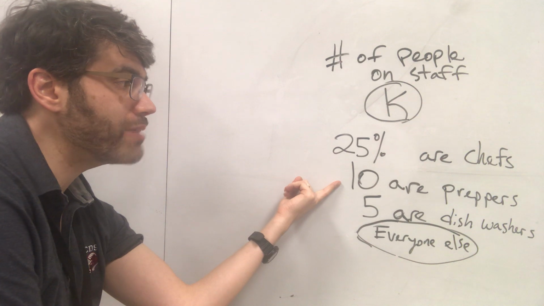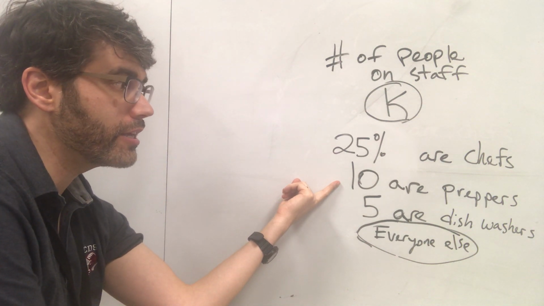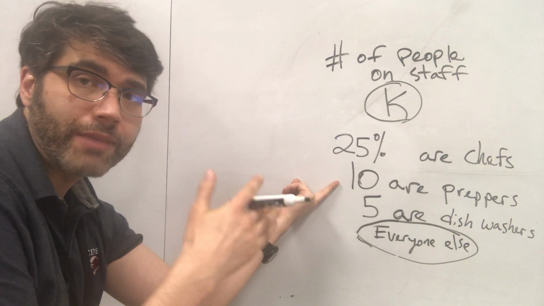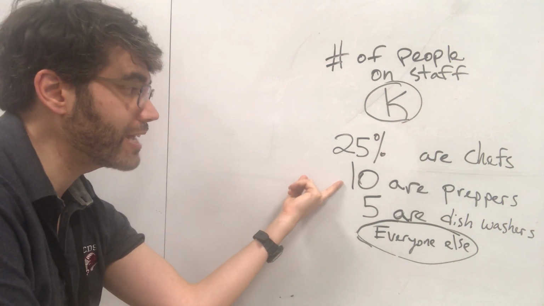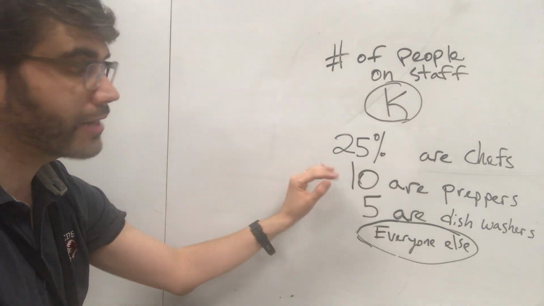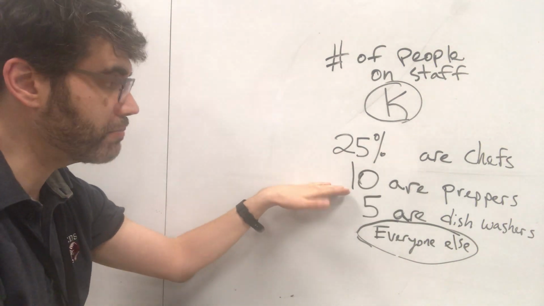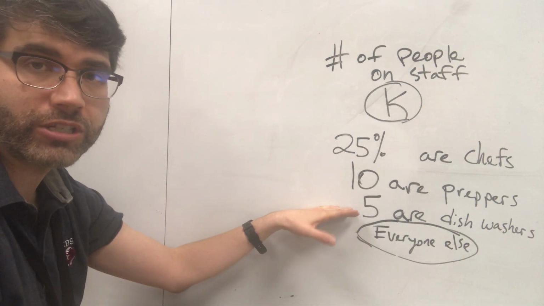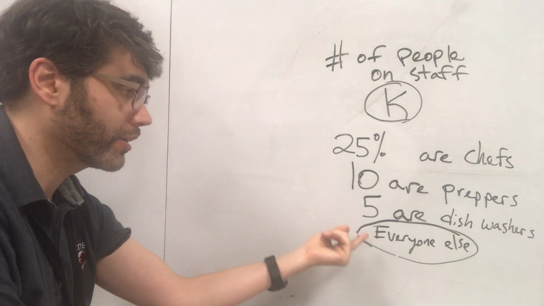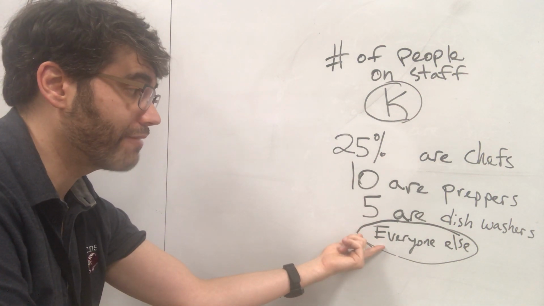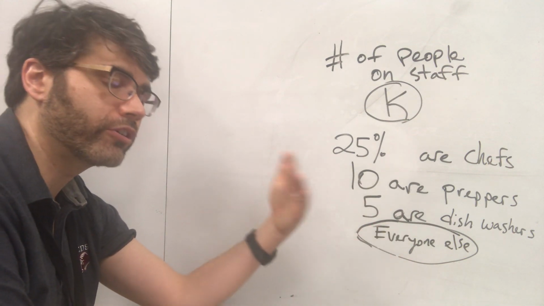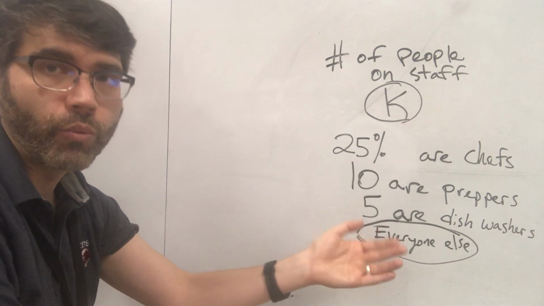Let's say 10 people are the preppers who make the ingredients, chop up all of the ingredients so that they're ready for the chefs. Let's say there's 10 people. There's no percentage here. I actually just mean actual people. 10 people, and then 5 people are dishwashers. And there's tons of other folks who work in a kitchen. So we'll call that category everyone else.